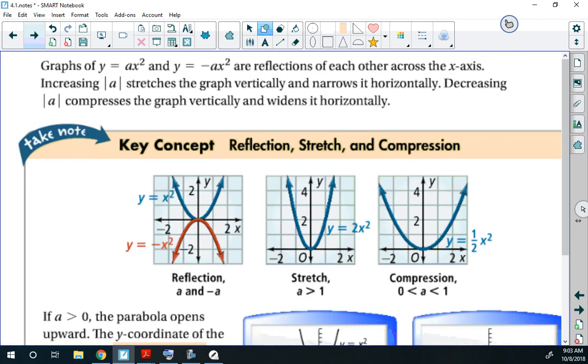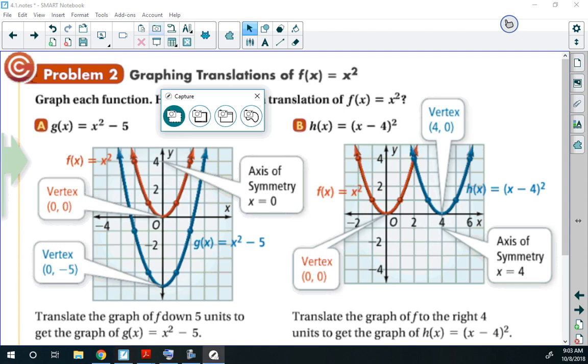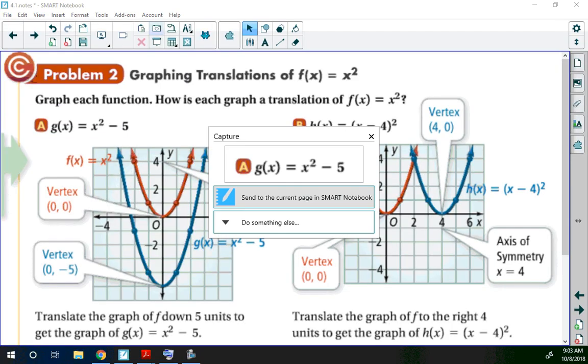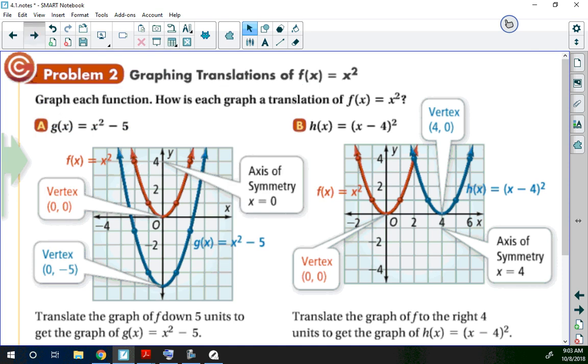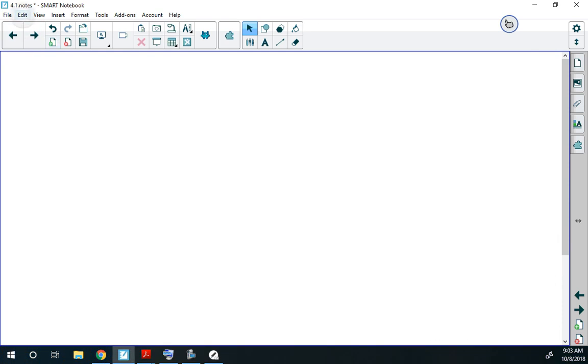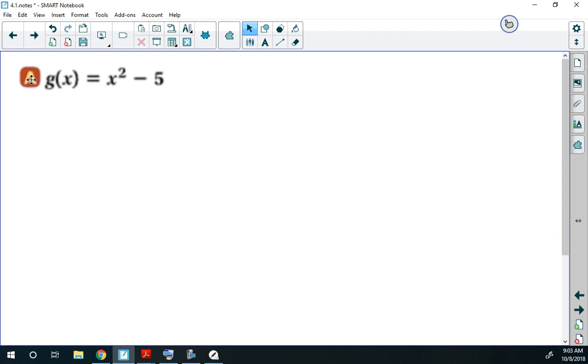So they're talking about reflections. They're talking about vertical stretches and shrinks and that kind of thing. So what they want us to graph now are a couple of translations. So I'll go ahead and cut this. We'll put it on a new page. And we'll see what that one looks like.